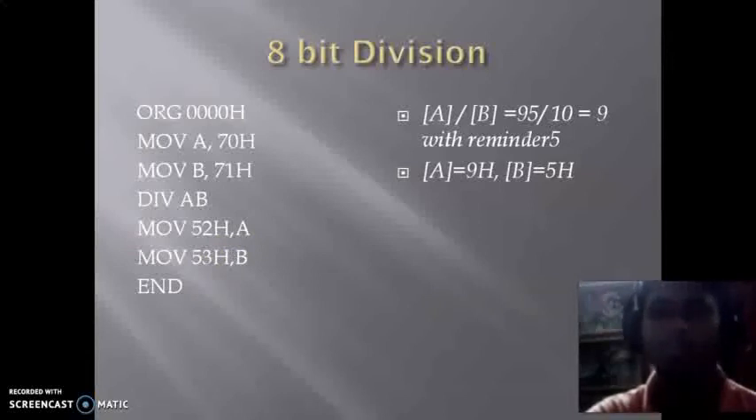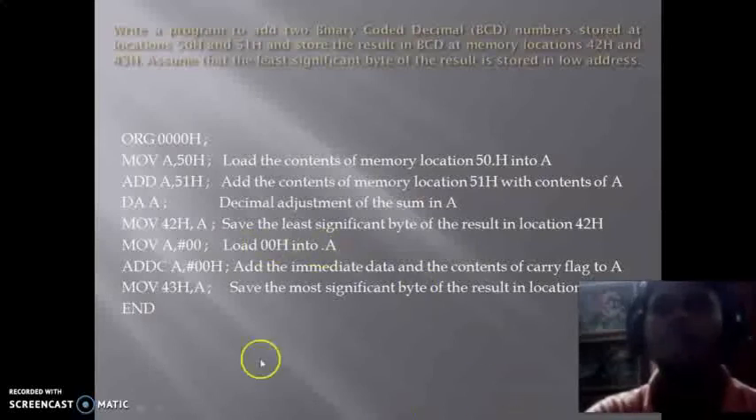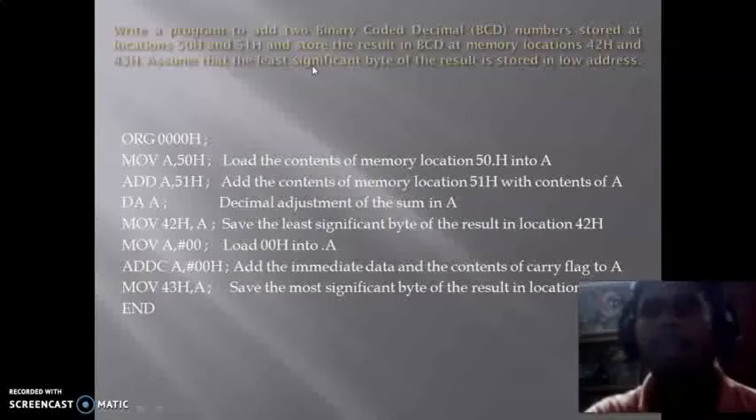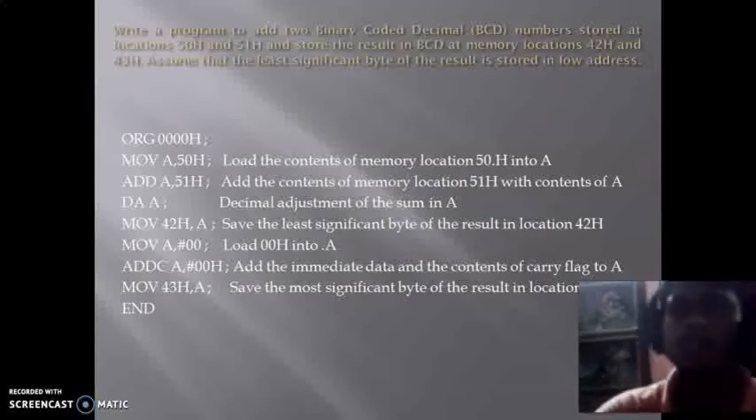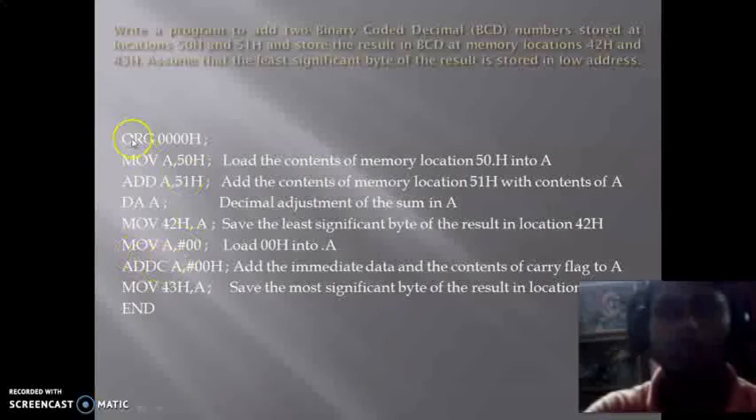Next, we will try to write a program to add two binary coded decimal data. Two BCD number additions will be there, and these are two numbers stored in the 50H and 51H locations of the RAM. After the addition, the result will be stored into the 52H and 53H locations of the RAM. Now here the starting address is 0000H.